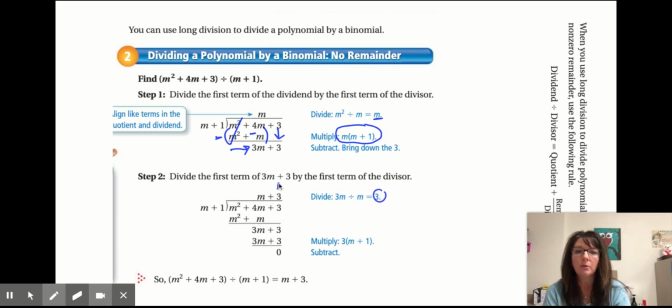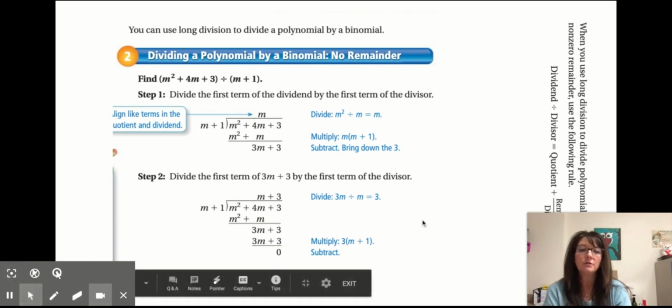So we're going to put that right there above the like term, and then take 3 times 1 to get 3, right? This 3 times m plus 1, and 3 times m to get 3m, and we're subtracting. Basically, it means we have to subtract 3m and we have to subtract 3. Both of them are going to cancel out. We have a remainder of 0. So this becomes our quotient, and we're done, right? So this is our quotient.